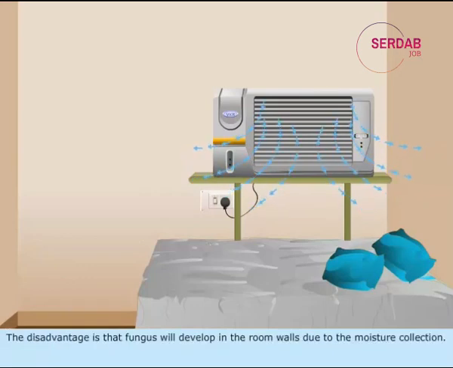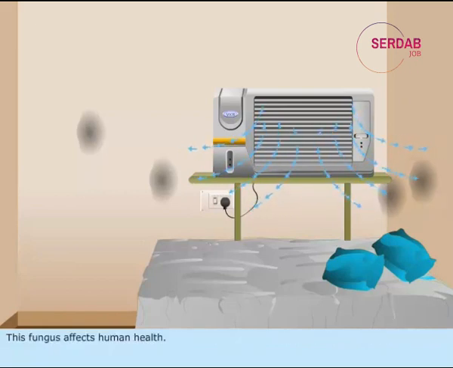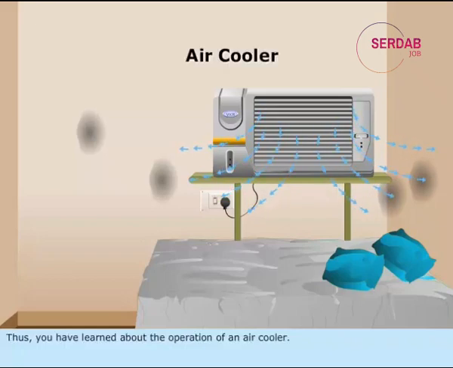The disadvantage is that fungus will develop in the room walls due to the moisture collection. This fungus affects human health. Due to this, air coolers are banned in some countries. Thus, you have learned about the operation of an air cooler.